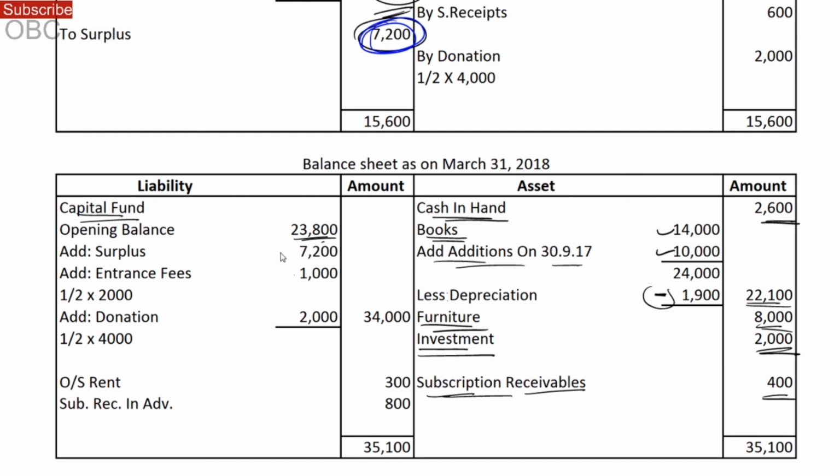Next, add if any capitalized item is there. We have two capitalized items, that is entrance fees and donation. So entrance fees is 1000 rupees. Just write add entrance fees 1000 rupees. You can write 1 by 2 into 2000 if you don't want to get confused. Next, again add donation, because we already calculated in income and expenditure account two items is there. Half of it should be recorded in balance sheet, that is given in adjustment. So write donation. If you want, you can again write 1 by 2 into 4000. The actual amount is 4000. In that you are writing half, so 2000 rupees for donation. If you sum up, you'll get in the outer column 34,000 rupees.